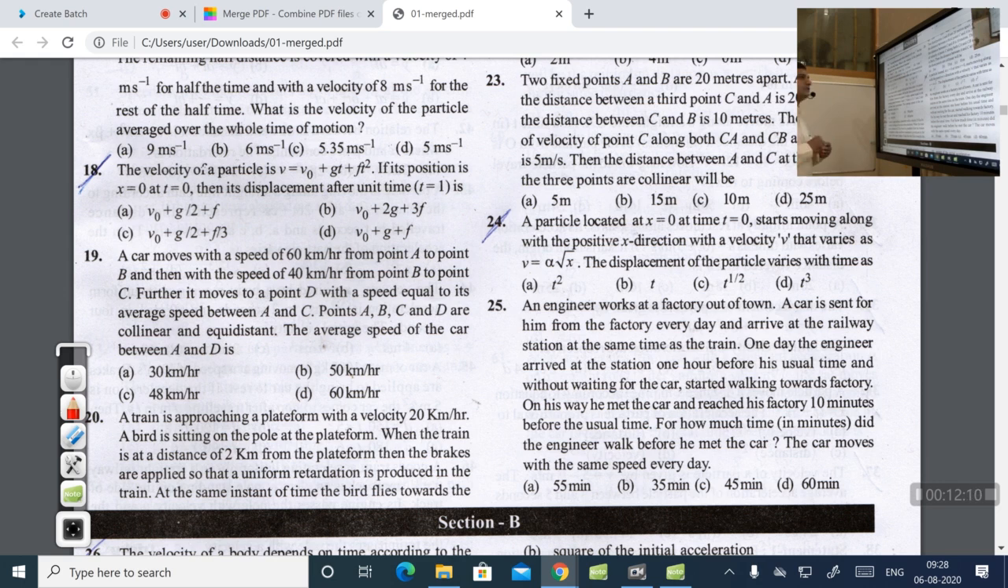Okay, students. Generally, in the problems I gave or you solved until now, v is given as a function of time t. Suppose v is t square plus 2t, like that. But here v is given as a function of x. So we have to be careful, students. Now the displacement of the particle varies with time as. Let us see how to solve this one.